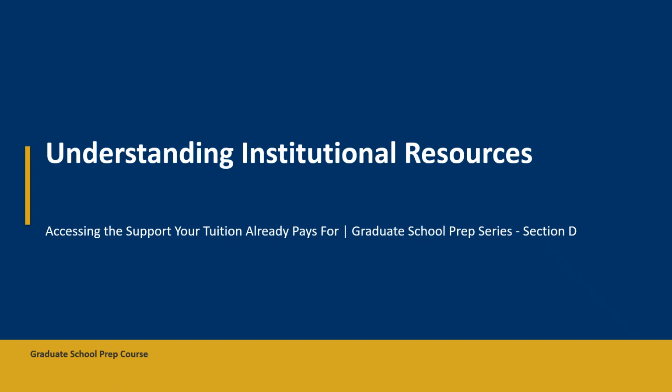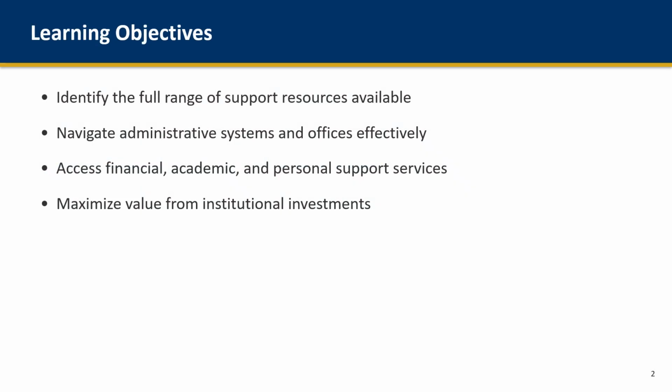Knowing what exists and how to access it transforms your graduate experience by ensuring you have the support you need when you need it. By the end of this session, you will be equipped to leverage institutional resources across 4 key dimensions. First, you will identify the full range of support resources available to graduate students at most universities, creating a mental map of what exists.